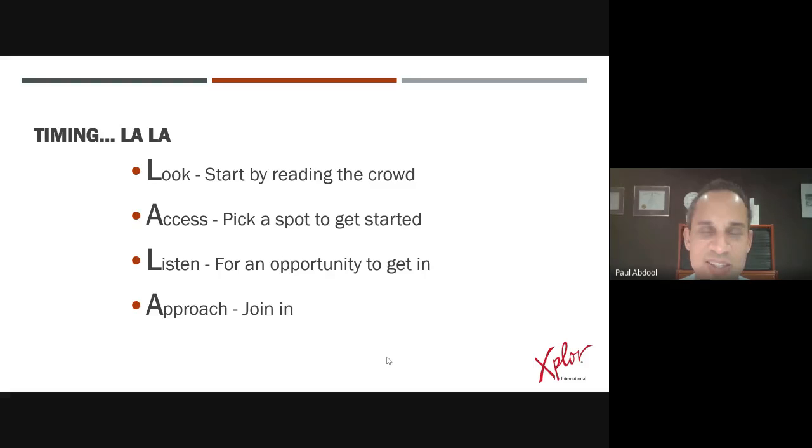I like to use a little something called LALA. So this is a little formula where I start by looking and starting to read the crowd like I showed you in that picture. I assess that spot to get started. I listen for an opportunity to get into the conversation, and then I approach and join in the conversation. So a little acronym that I like people to think about. So look, assess, listen, and approach.